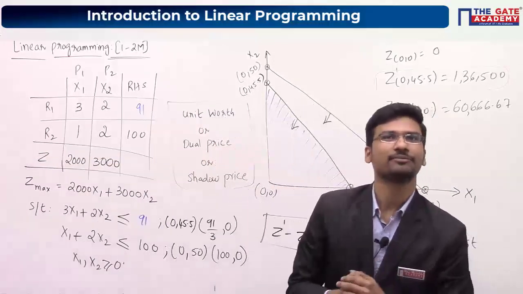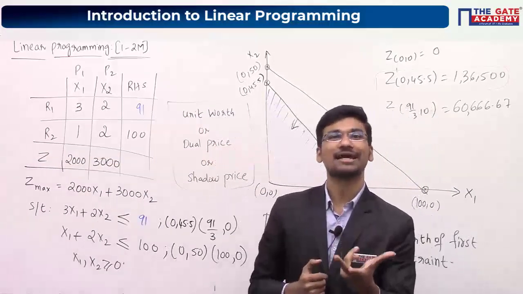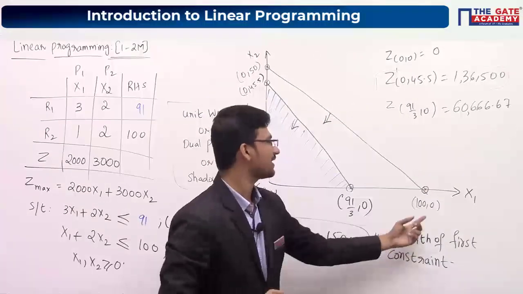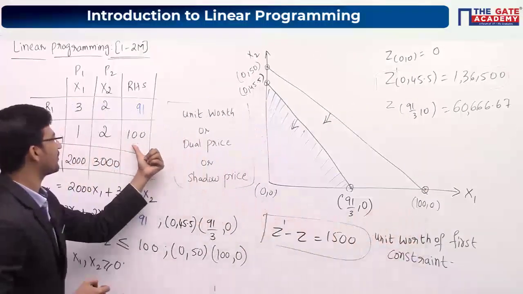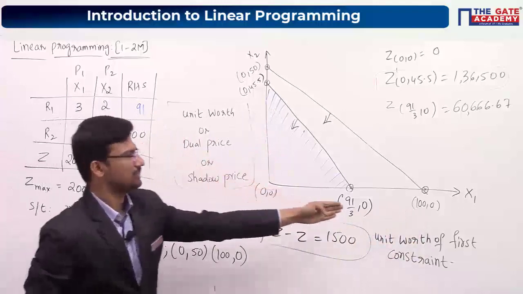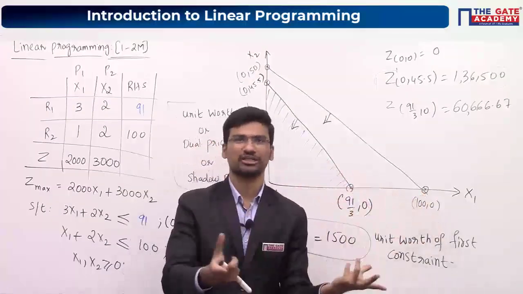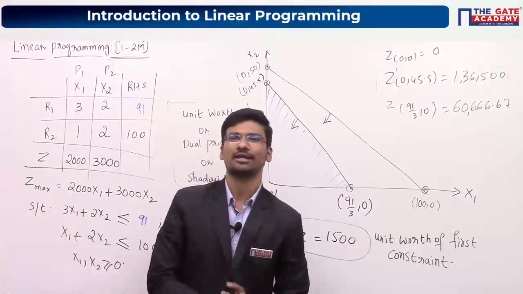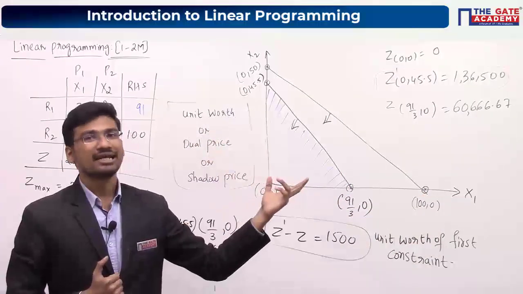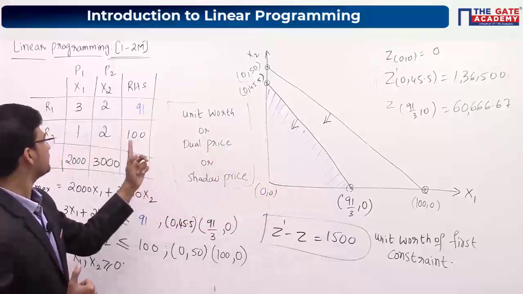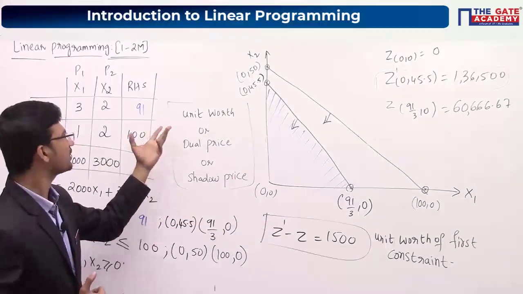Abhimanyu says 0, very good. So why is it 0? Because it is a redundant constraint. So even if you are making this from 100 to 101, what will happen? It will be moving, but it is not touching your feasible region. So there is no change in the objective function value, because it is a redundant constraint. So you just change this from 100 to 101 and you can calculate.